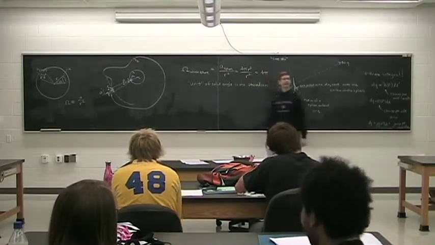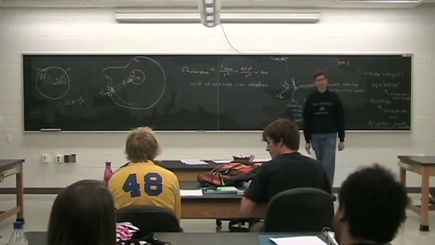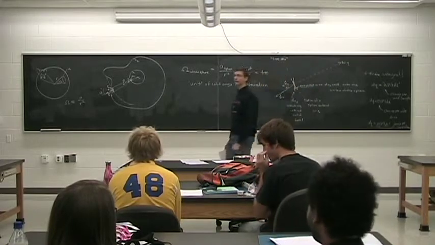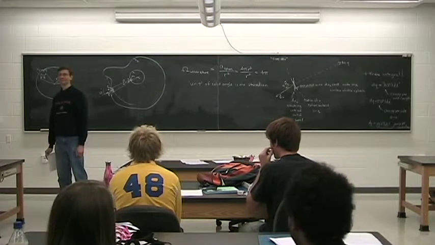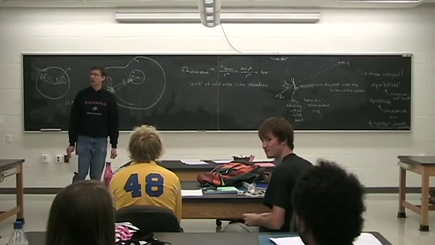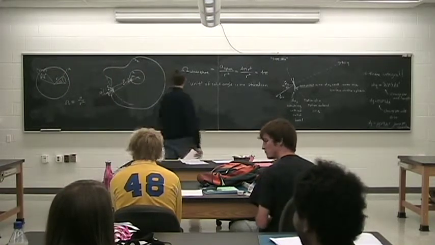There are 4 pi steradians in a sphere, as opposed to how many radians in a circle? 2 pi. 2 pi, right?